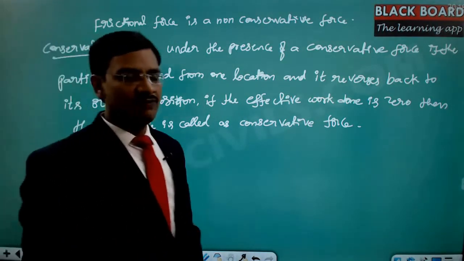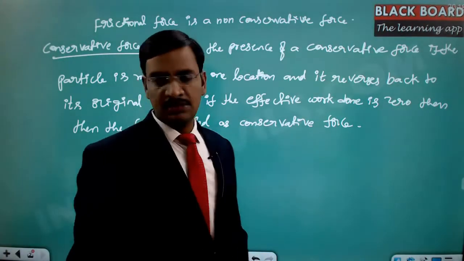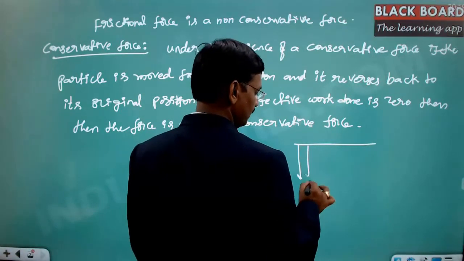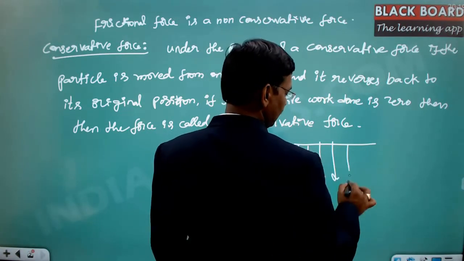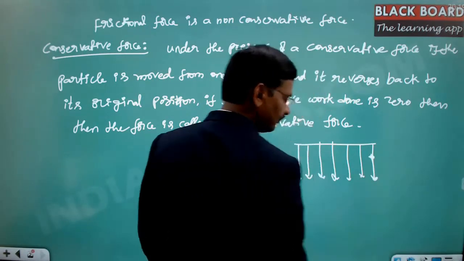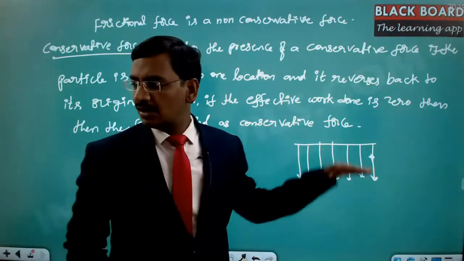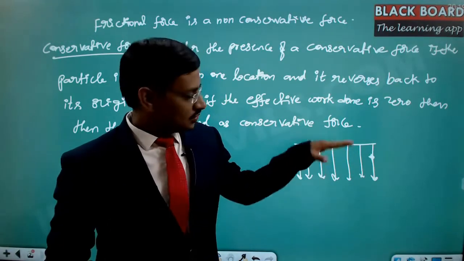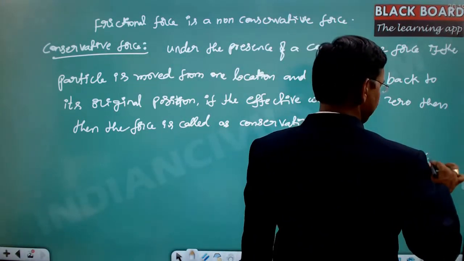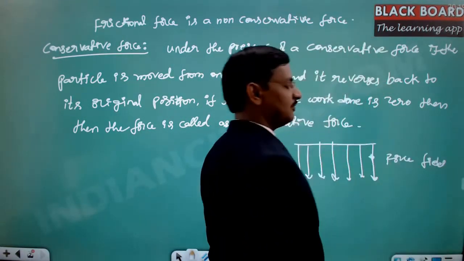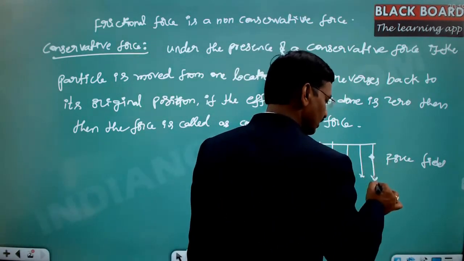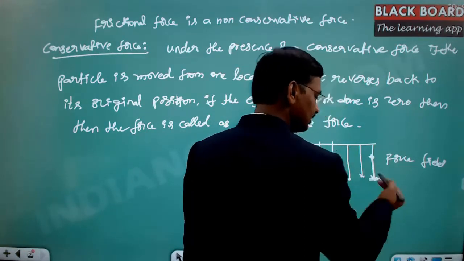Suppose you take the gravitational force. Let us say this is the sky, and the force field is downwards. Whenever you leave a particle, it automatically falls in this direction. So there is a force field that is always from the sky to the ground. Under this force field, if you leave one particle here, it comes and returns to the ground position.